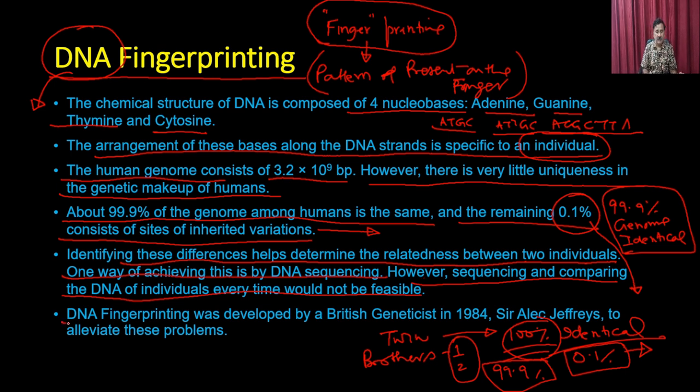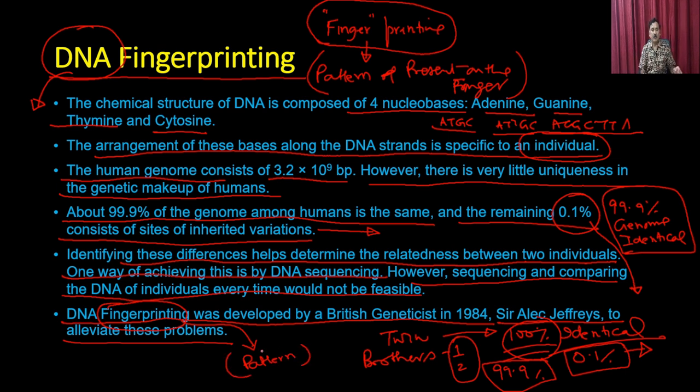So, DNA fingerprinting was developed by a British geneticist, Sir Alec Jeffreys, to alleviate these problems. How are we going to do that? You do that by identifying patterns in the DNA. As I said, DNA fingerprinting means pattern: if you identify a pattern in a particular DNA sequence, you can use that for predicting whether two individuals are closer to each other or not.